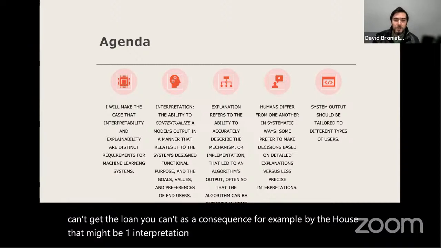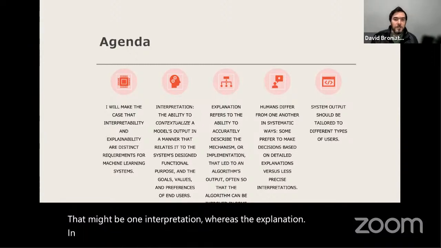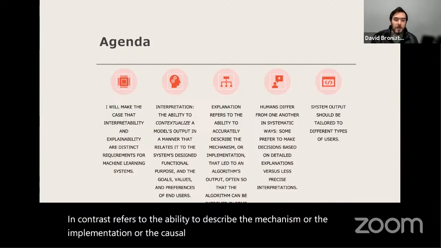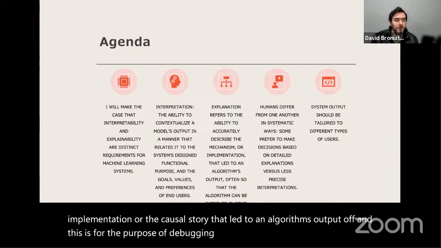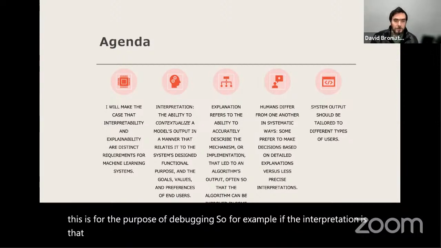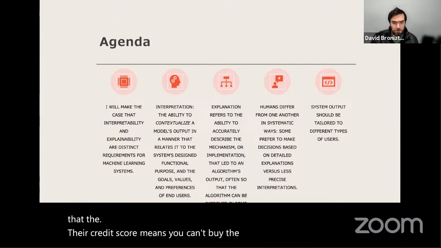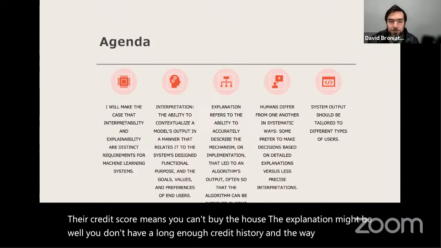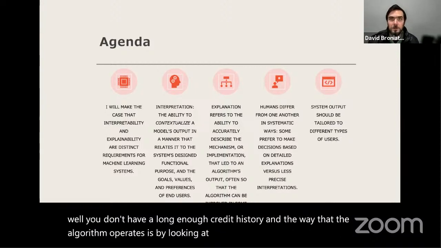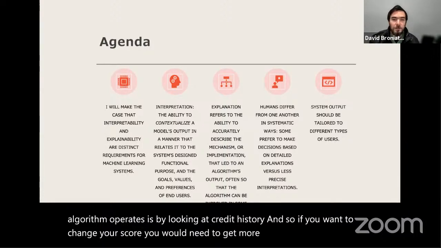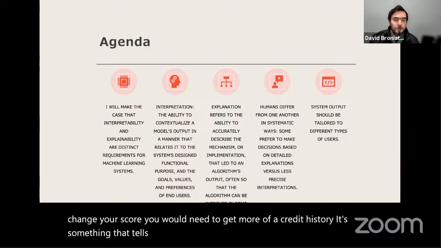Whereas the explanation, in contrast, refers to the ability to describe the mechanism or the implementation, or the causal story that led to an algorithm's output. Often this is for the purpose of debugging. So for example, if the interpretation is that the credit score means you can't buy a house, the explanation might be, well, you don't have a long enough credit history, and the way that the algorithm operates is by looking at credit history. And so if you want to change your score, you would need to get more of a credit history. It's something that tells you how the result came to be.